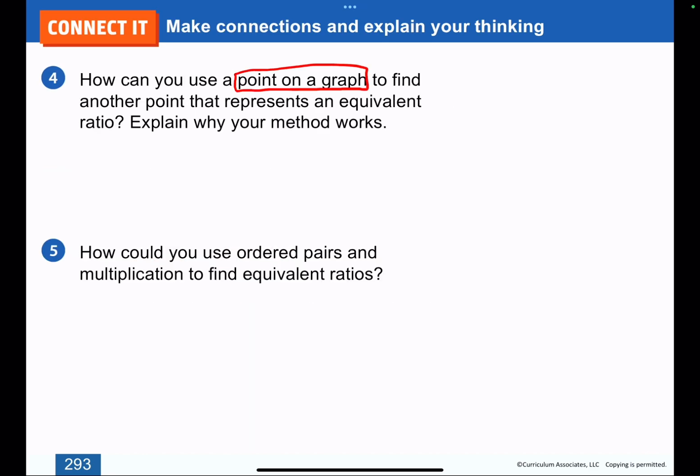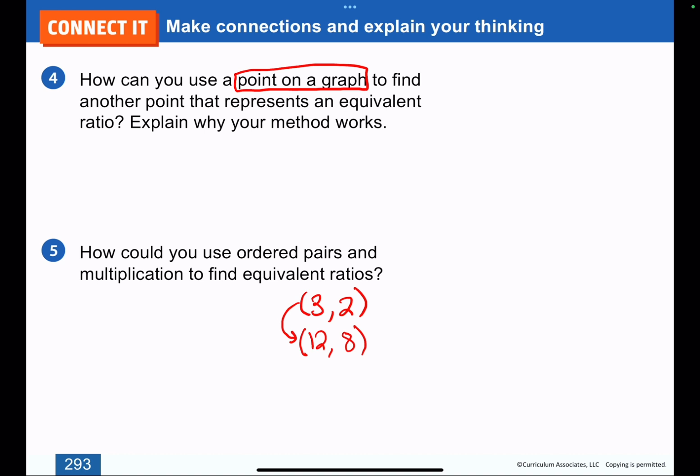Number 5, how could you use ordered pairs and multiplication to find equivalent ratios? Well, let's take a look at the ordered pairs. We started off with a ratio of 3 to 2, or (3, 2) as an ordered pair. And we went to a bunch of others, but for the sake of this, we went to a 12 to 8 ratio, right? We already knew that we wanted to go from 3 to 12.